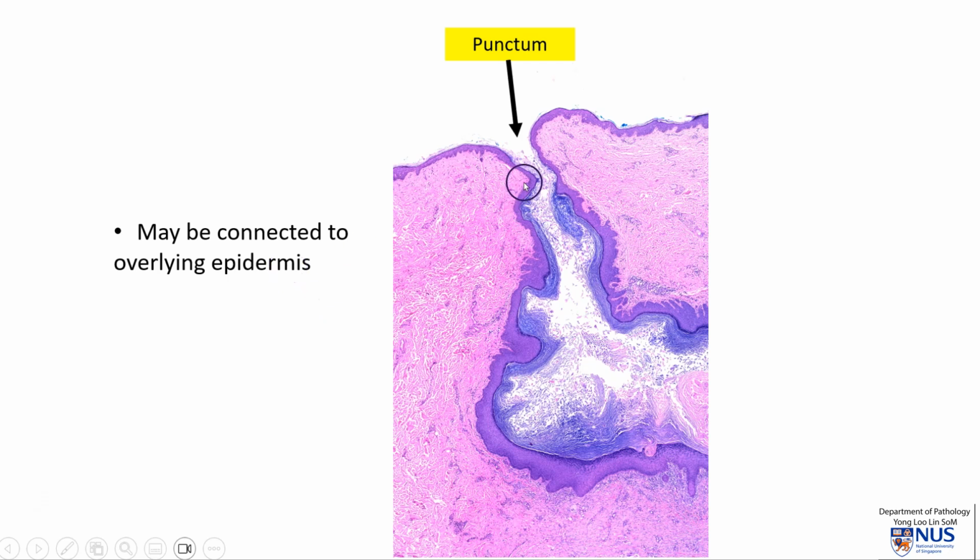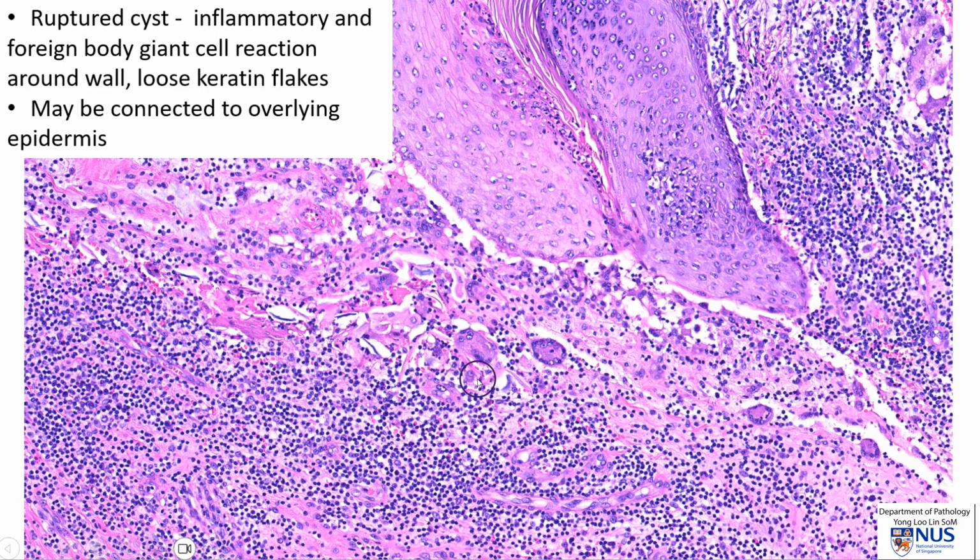This is a different example where we can actually see the punctum that opens into the epidermis, and we have here the underlying epidermal cyst. And this is another example where we can see that there is an area of inflammation just adjacent to the cyst wall. We can see the cyst lining here. This inflammation is composed of lymphocytes and multinucleated foreign body type giant cells. Sometimes there can be acute inflammation as well, and even abscess formation.